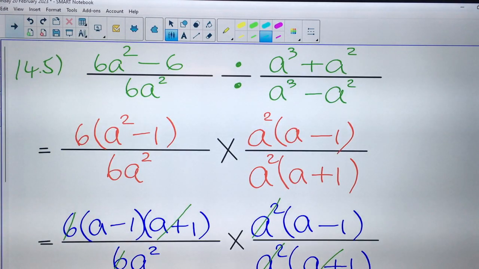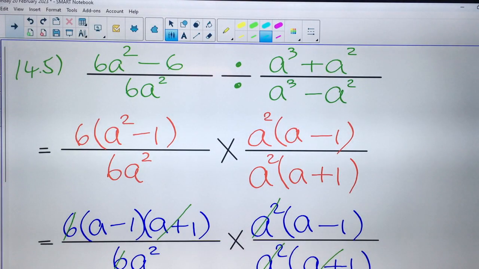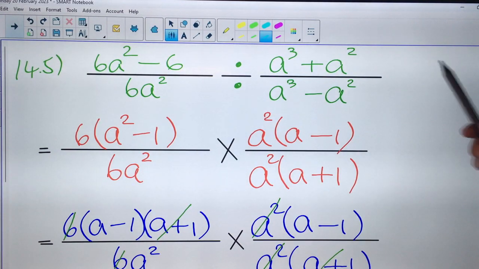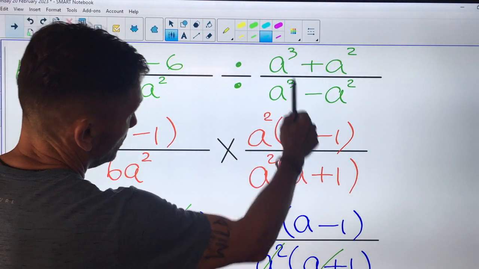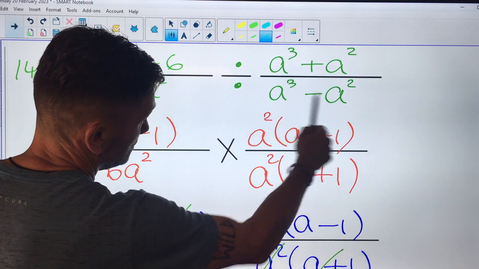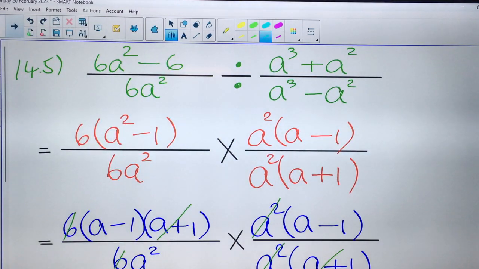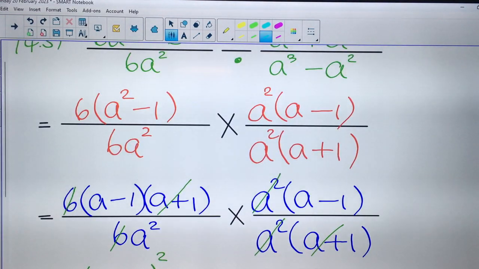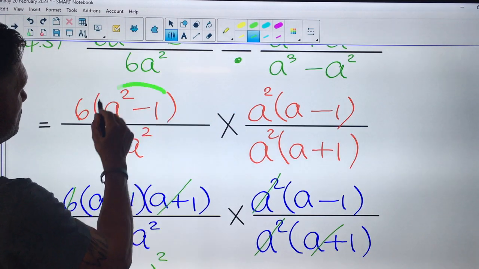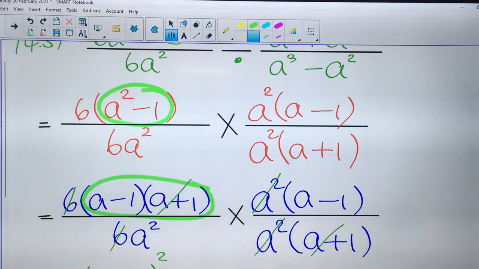Okay, the same with this one. I changed the division into multiplication. Then factorized this one by removing 6 as a common factor. Can't do anything with the bottom. The part that was on top now is at the bottom, and the part that was at the bottom is now on top. Remove the common factor in each of them as well. Then I realized that here's another difference of two squares, so I factorize that into this.